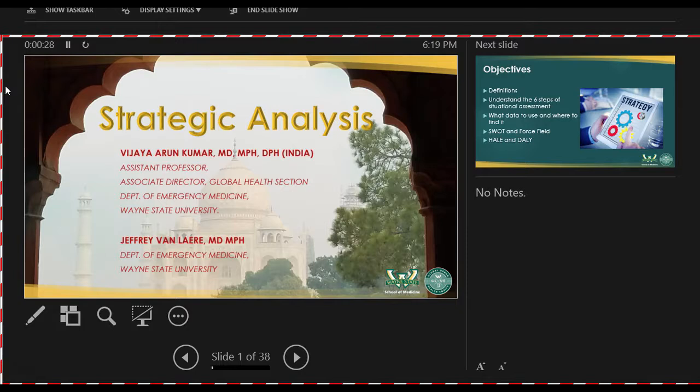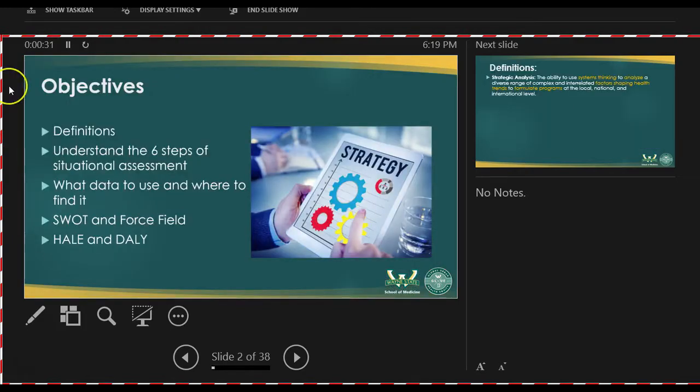So today I'm going to talk a little bit about strategic analysis. I'm going to talk a little bit fast because we don't have too much time. It's going to cover a few definitions, the 6 steps of situational assessment. We're going to talk about what data to use and where to find it, and also some of what not to use. Also we'll talk about SWOT analysis and force field analysis, and a little bit of HALE and DALY. The first cohort, if they remember my first presentation, I went through HALE and DALY in pretty good detail. Today I'll go a little bit superficially, but when we come back to the global burden of disease, we'll go through HALE and DALY well later on.